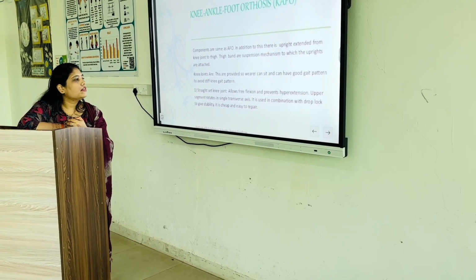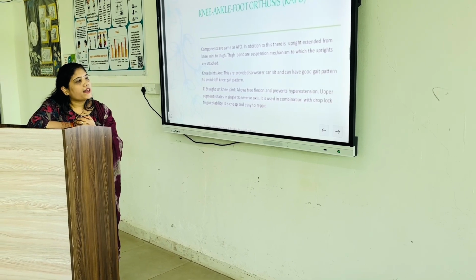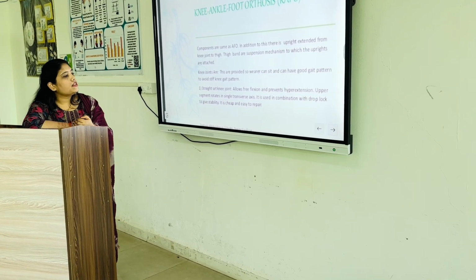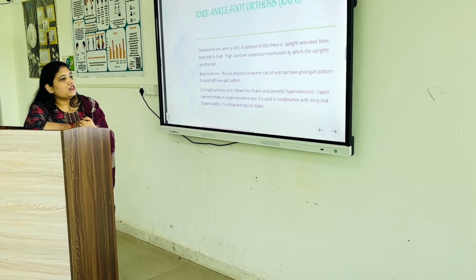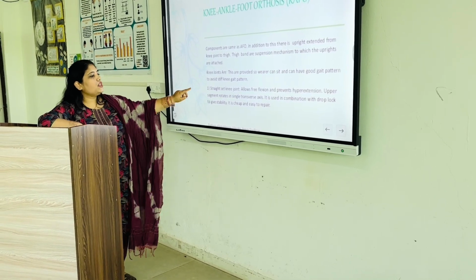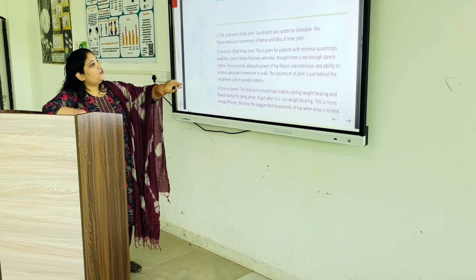Straight set knee joint allows free flexion and prevents hyperextension. Upper segment rotates in a single transverse axis. It is used in combination with a drop lock to give stability. It is cheap and easier to repair. This is all about KFO.